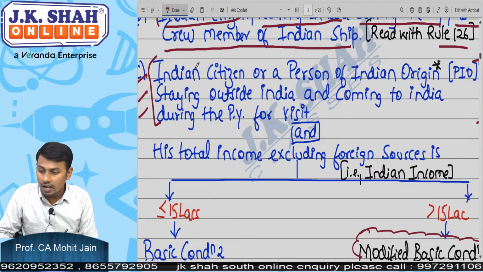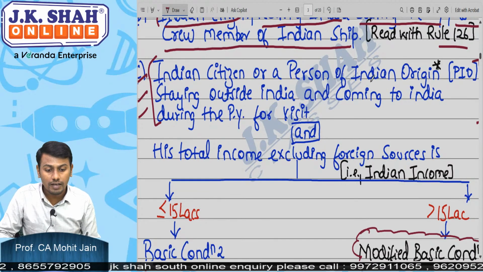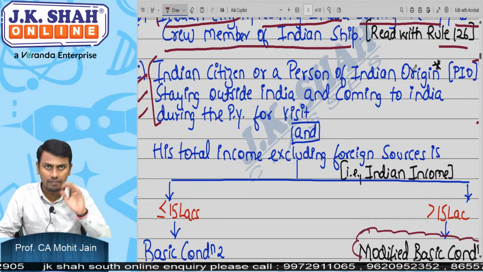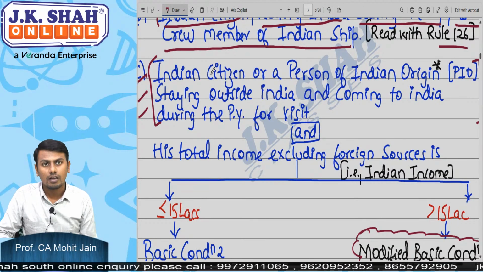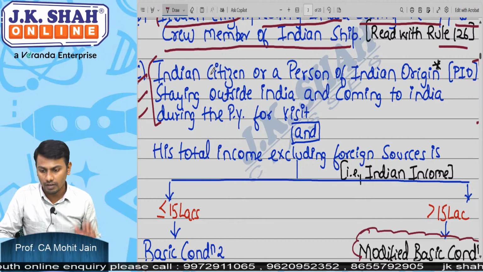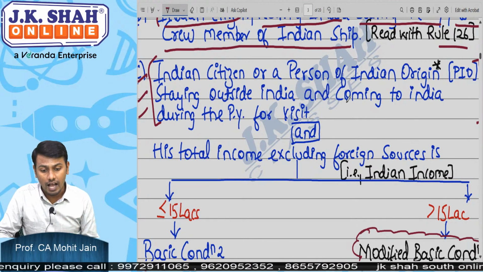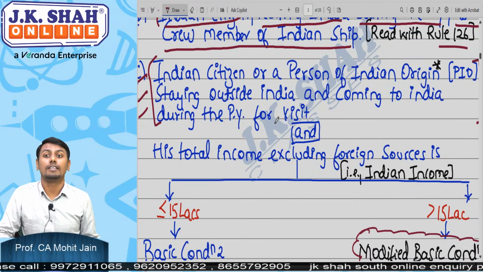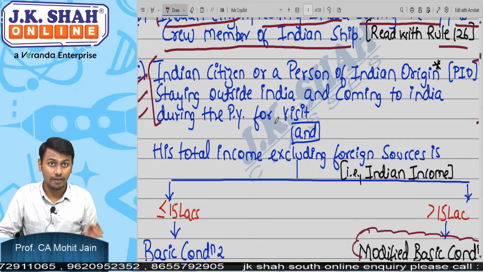If you are a what, people? An Indian citizen or a person of what? Indian origin. Now who is the person of Indian origin? We will learn in some time; as of now, ignore it. If you are an Indian citizen or a person of Indian origin who is staying outside India and coming to India during the previous year for what? Visit. See, the first two points and the third point are very different.